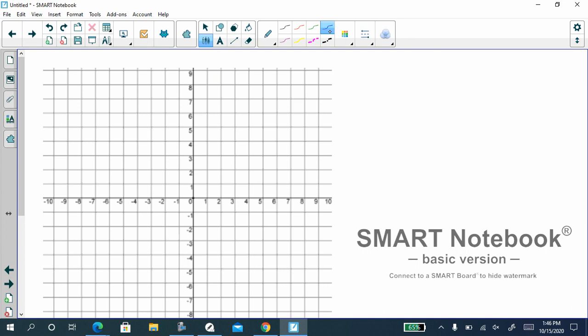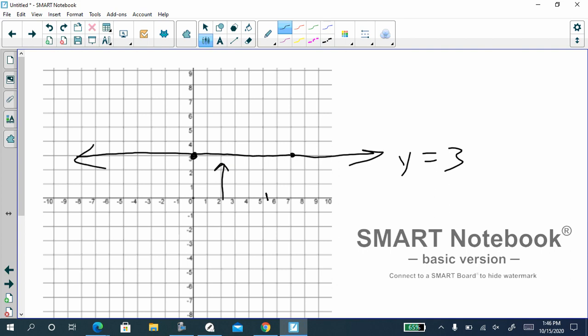So we can plot 0, 3. We can plot 7, 3, and draw a line through those. And that's a horizontal line. A horizontal line at y equals 3, because every point goes up the same amount. Well, if every point is up the same amount, that's a flat line, a horizontal line.